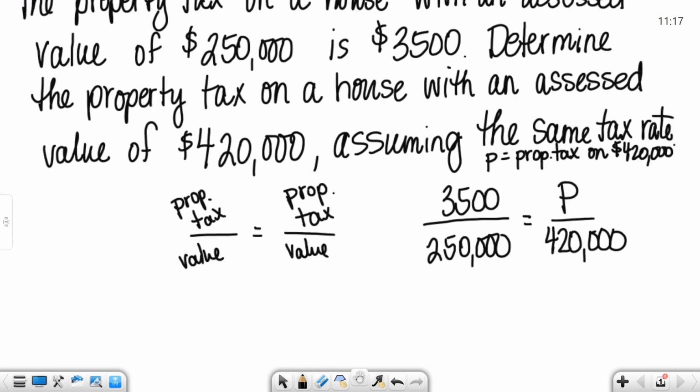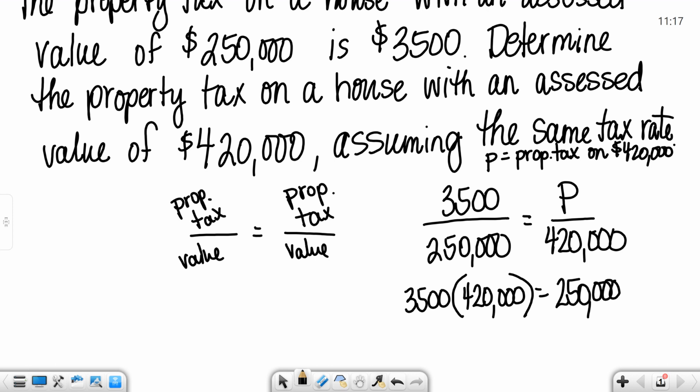All right. So I told you to solve proportions. We could cross multiply. So 3,500 times 420,000 is equal to 250,000 times P. Big numbers. Okay, so careful when you're writing this down. You want to make sure you get all the zeros. 1, 2, 3, 4, 5, 6, 7 zeros. Wowzers, that's a really big number.